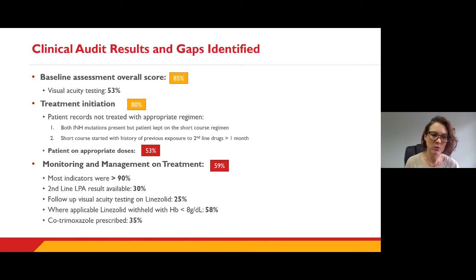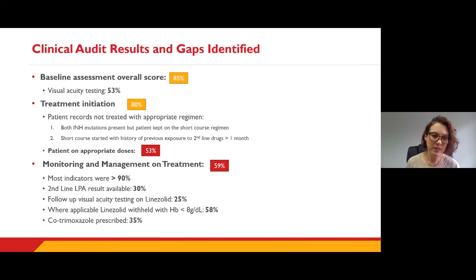Then the next section was treatment initiation. And again, a good score was 80%. Most things, again, were done very well in this section, but some things that flagged up were people not being put on the appropriate regimen according to the current guidelines. So that might be things like people having both INH mutations but staying on the short course regimen, or people with a history of prolonged previous exposure to second-line drugs being on the short regimen.